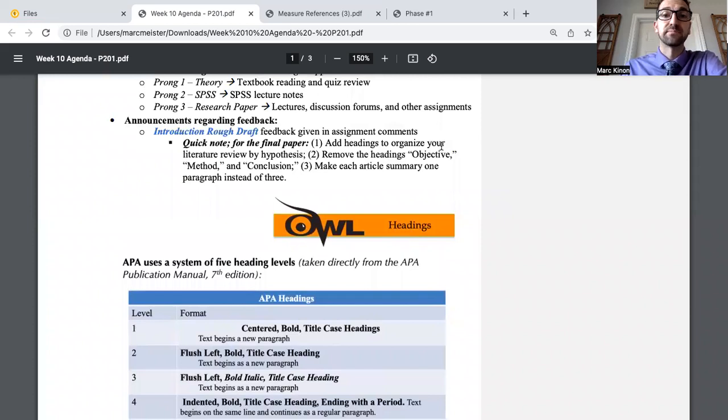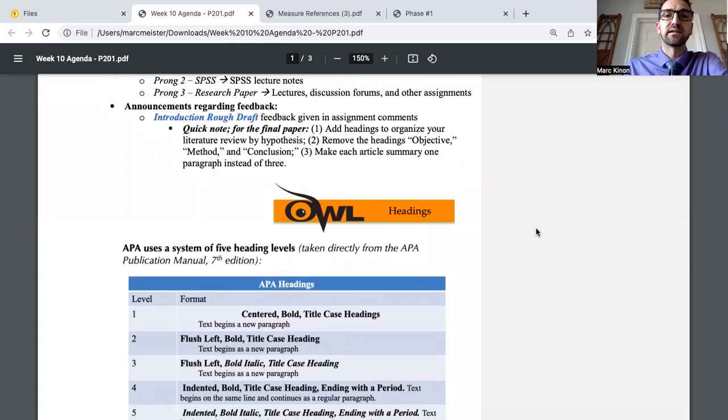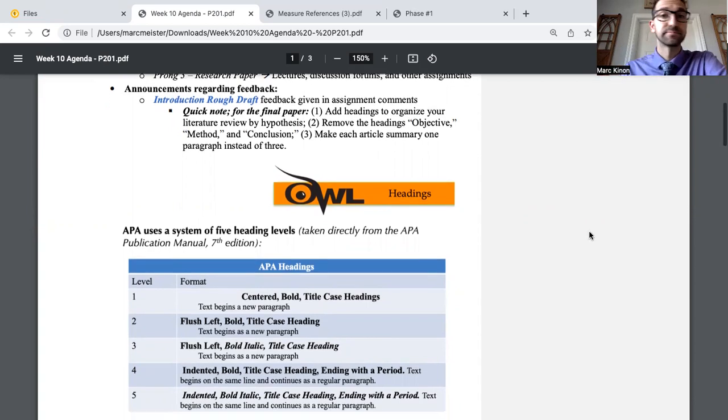Three paragraphs being objective, method, and conclusion. Okay, so these are the two quick notes that you'll need to do for your final paper that will just make that introduction section, specifically the literature review, super clear for the reader.